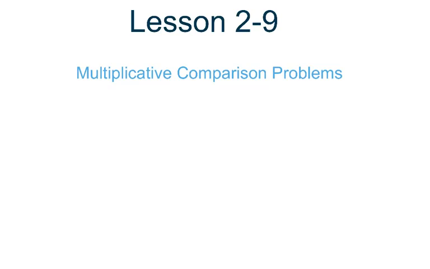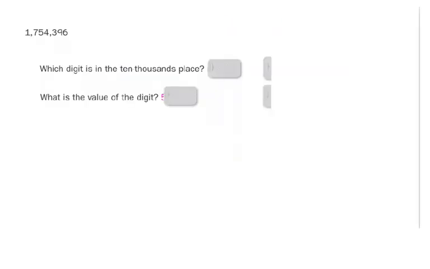In Lesson 2.9, we're going to work on multiplicative comparison problems. You will need your whiteboard marker and eraser, and your math journal. So starting to warm up on your whiteboard, I would like you to first of all look at that number at the top of your iPad and say it out loud. Go ahead.